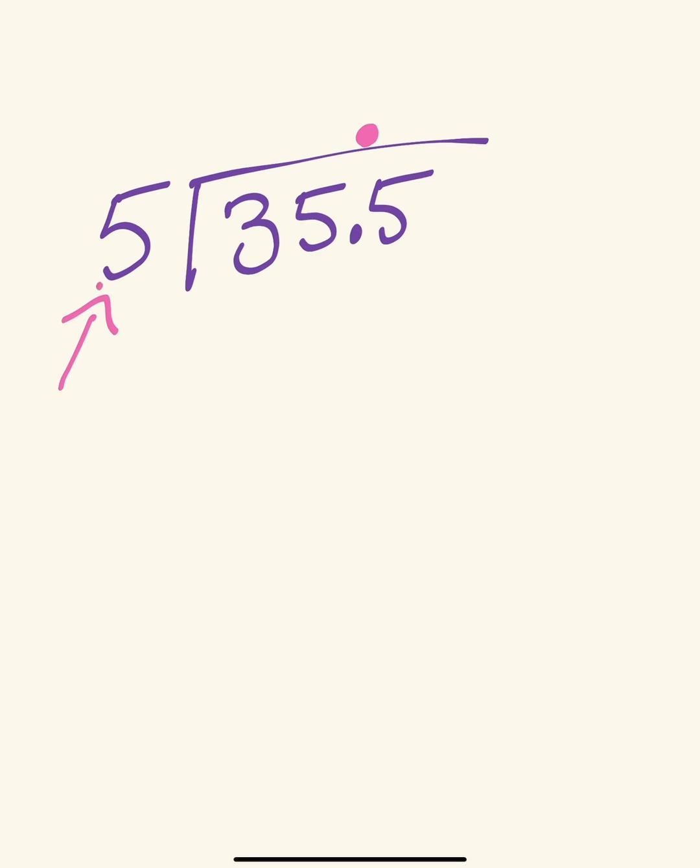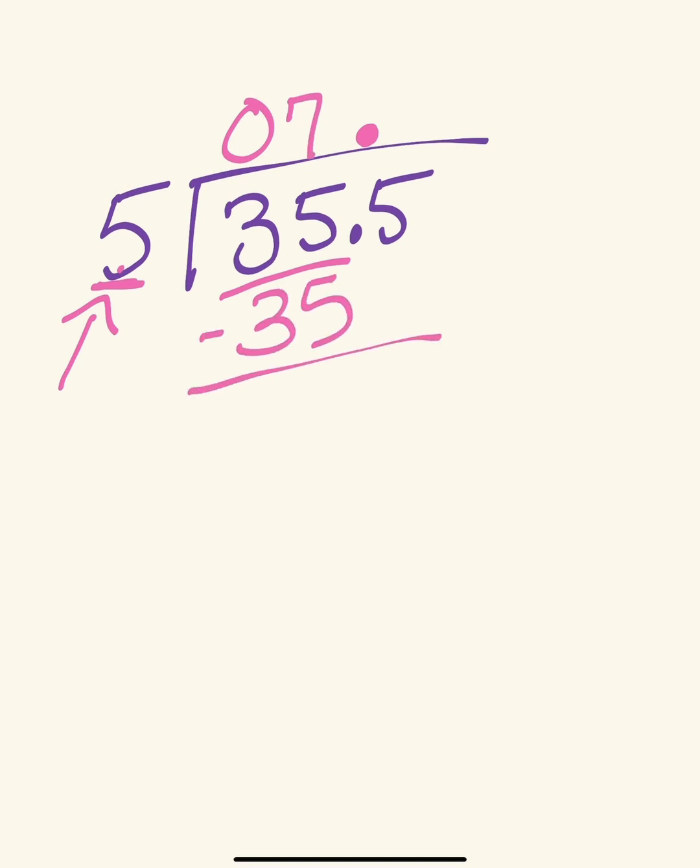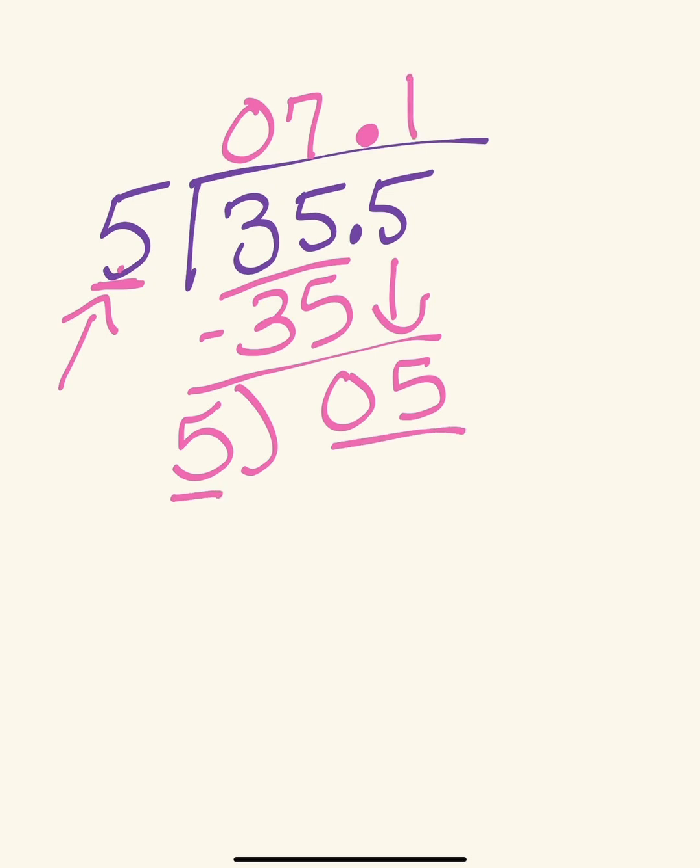How many equal groups of 5 can I make out of 3? None. But how many equal groups of 5 can I make out of 35? 7. 7 times 5, 35. Minus 35 is 0. Bring this 5 down, and we're going to repeat. How many equal groups of 5 can I make out of 5? That would be 1. 1 times 5, 5, and 5 minus 5 is 0.